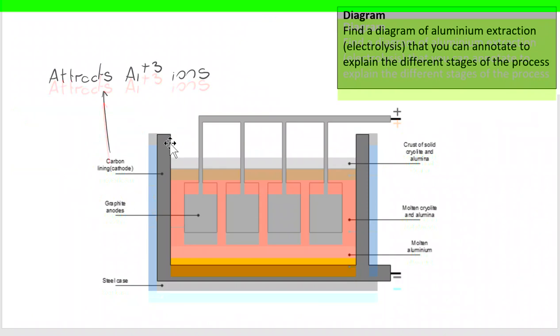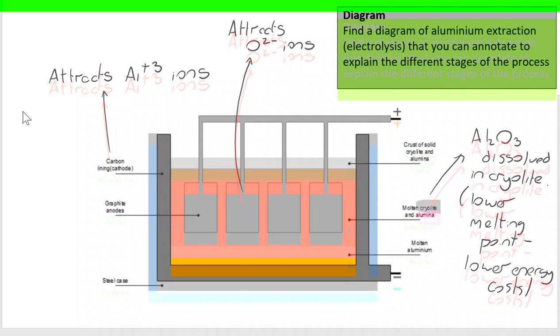So we have got the carbon cathode, and the aluminium ions, positive, are going to be attracted to those negative electrodes, or that negative electrode. The anodes, made of graphite, which is carbon, are going to attract the oxide ions. And we have got here molten cryolite. The aluminium oxide is dissolved in cryolite to lower the melting point, which lowers the energy costs. And there's a chance to talk about that a little bit further on as well.